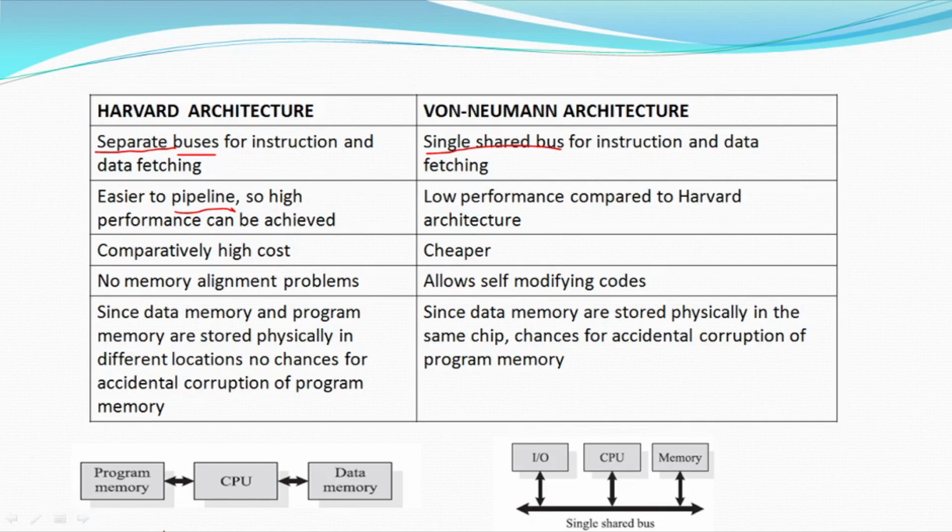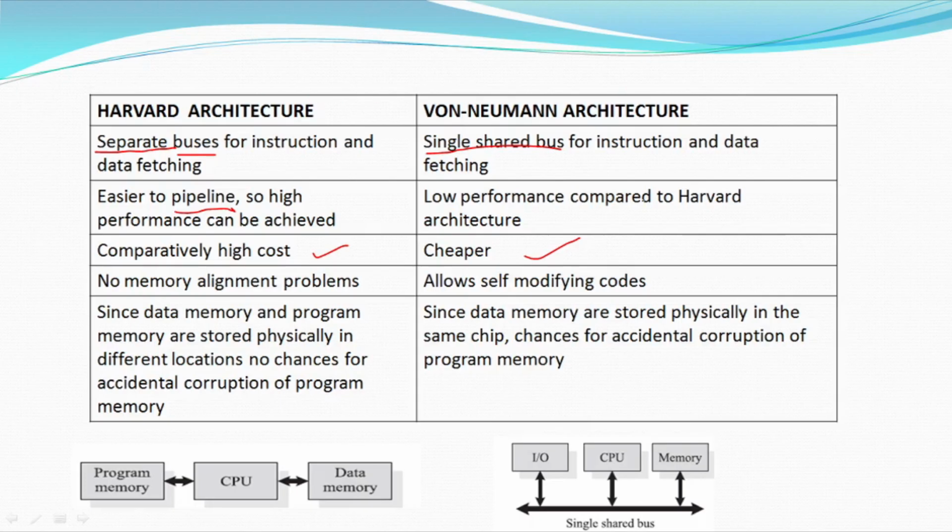Because of the additional memory components and additional buses, immediately you should know that cost is high here. Because of the absence of all that, it is cheaper here. Then we have no memory alignment problem. Why? Because we already know data and instructions are stored in two different memories, because of which overwriting of a program, modifying some data, or any sort of corruption doesn't happen in case of Harvard architecture.